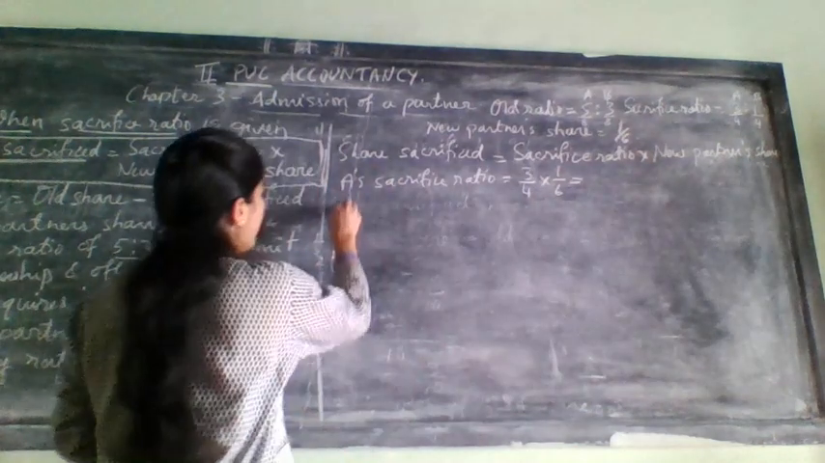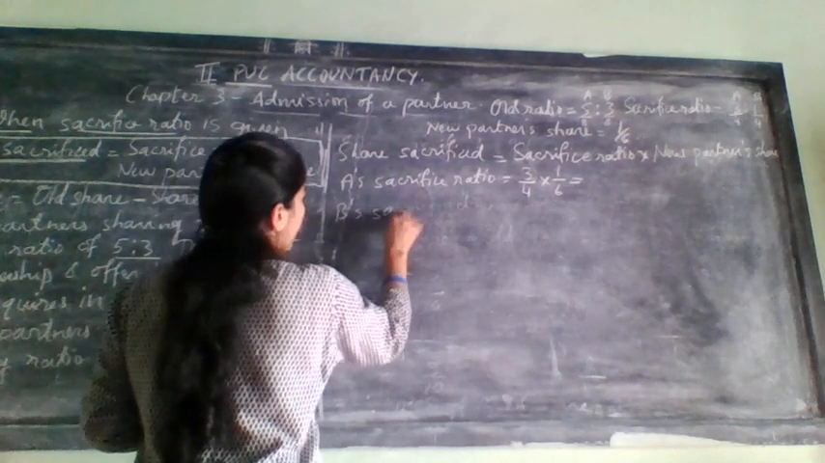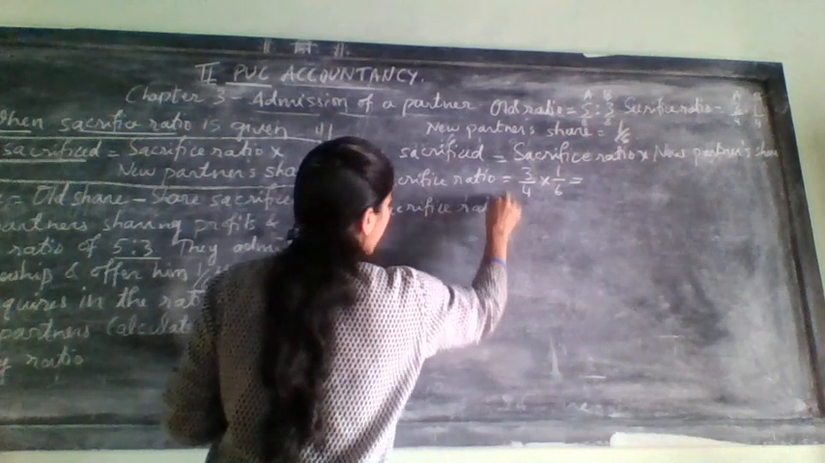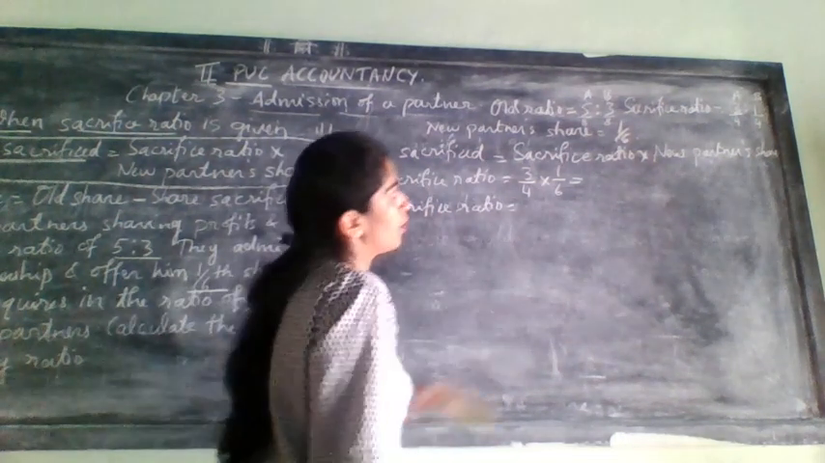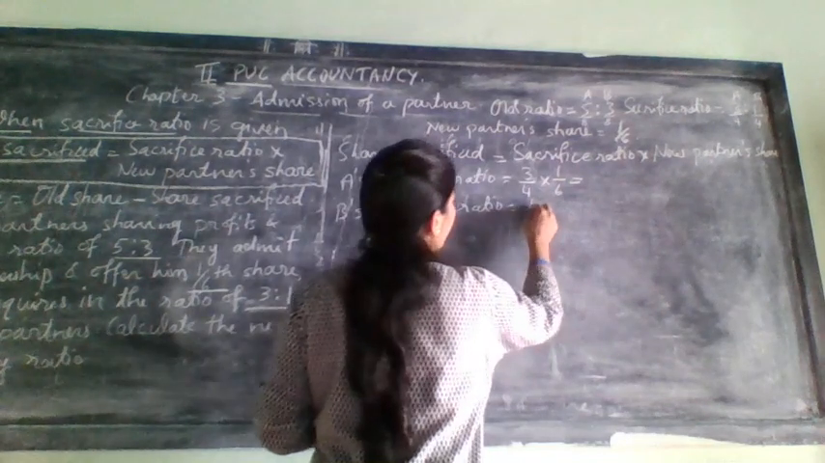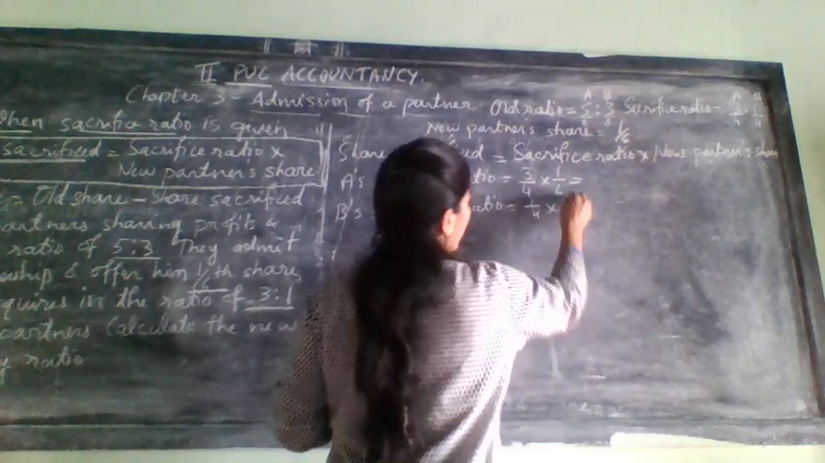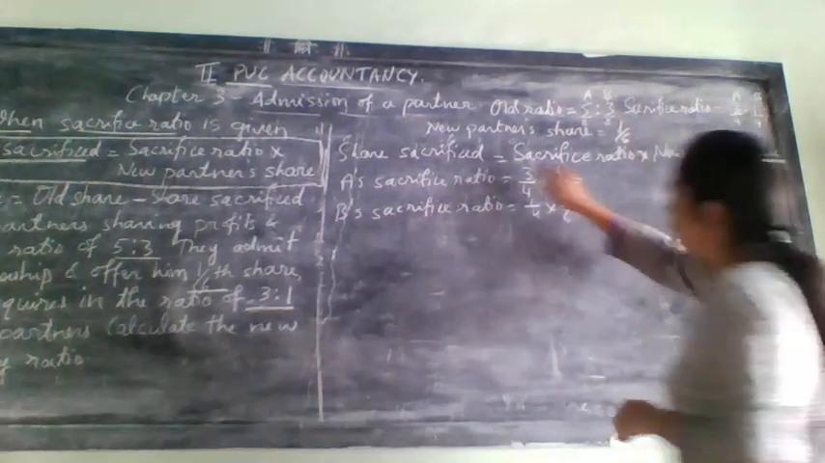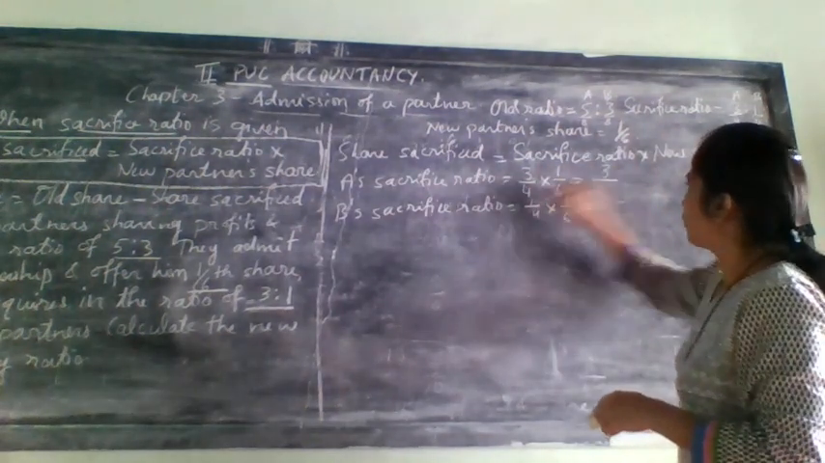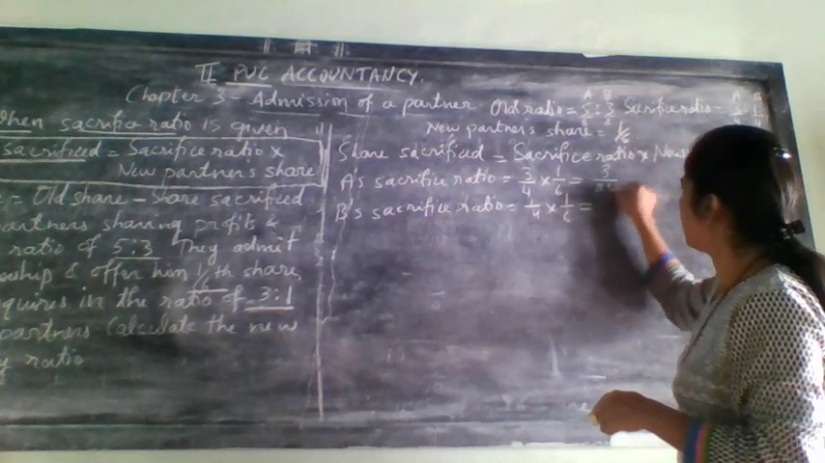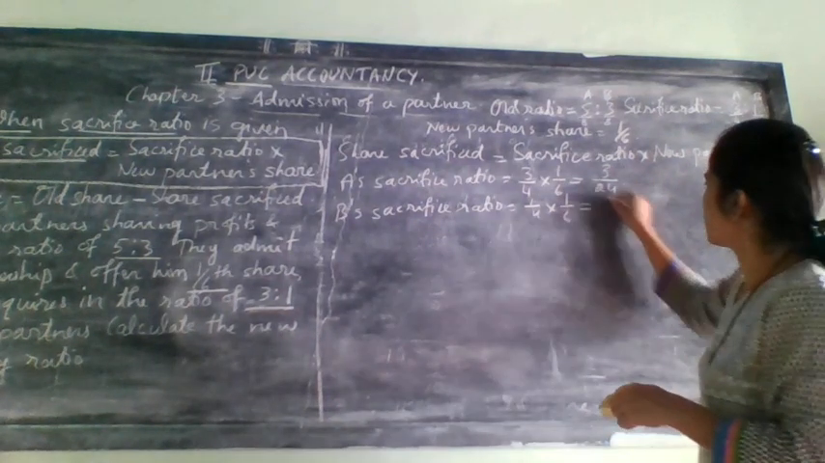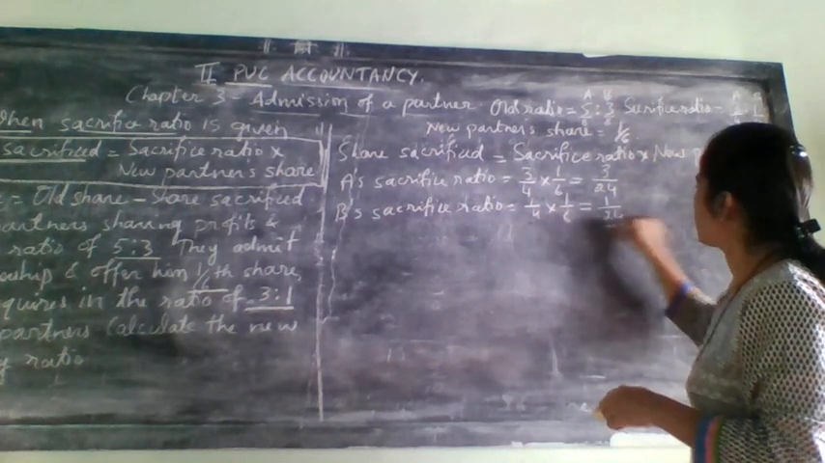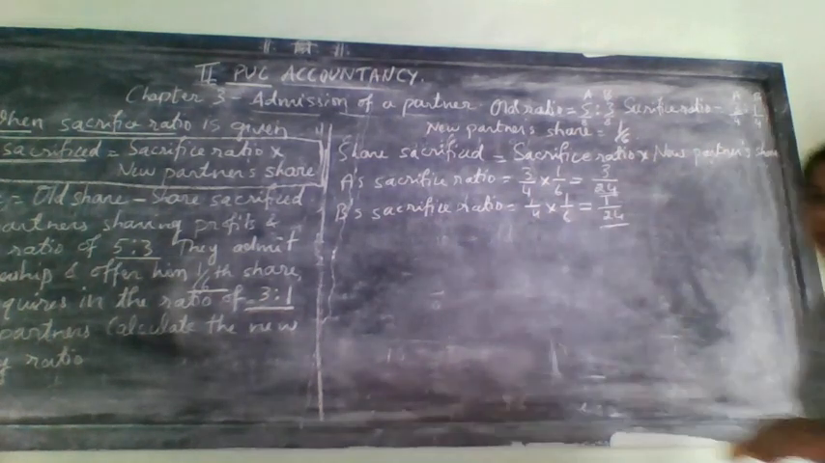Next, B's sacrifice ratio is 1/4 into the new partner's share 1/6. What answer do you get now? 3 ones are 3, 4 sixes are 24. 1 one is 1, 4 sixes are 24. So this is the share sacrificed.